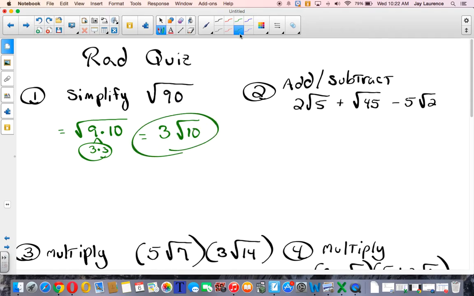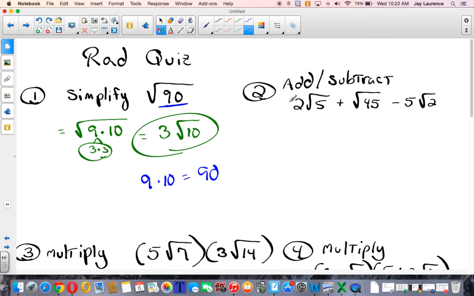Now, by the way, I could check my work. I could square 3 and get 9, and then multiply by 10, and then, of course, I get 90, and that's a way to check and see if I did it right. All right, you'll be expected to simplify if we have this quiz tomorrow.